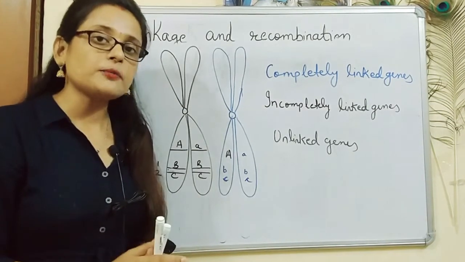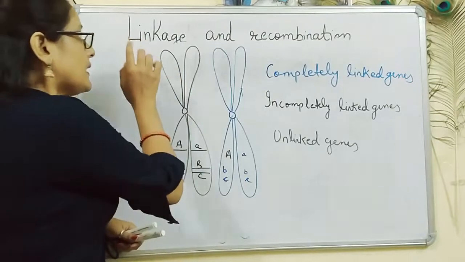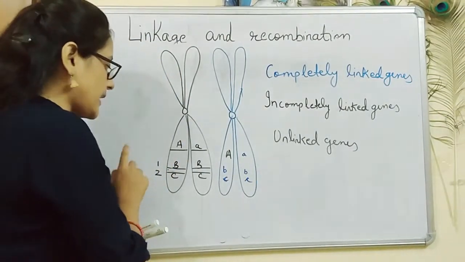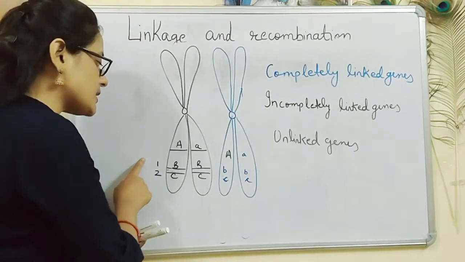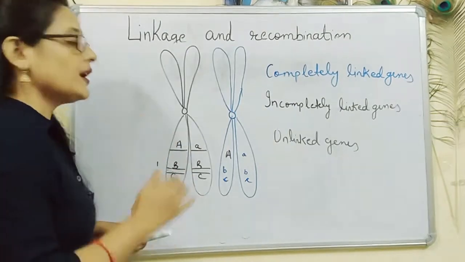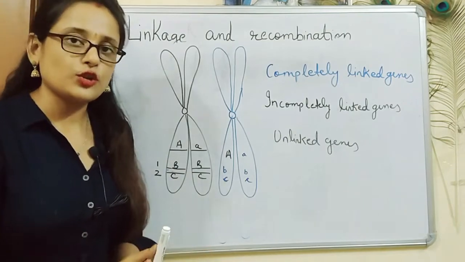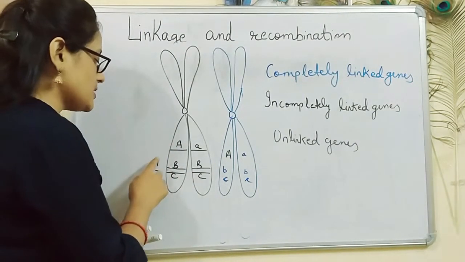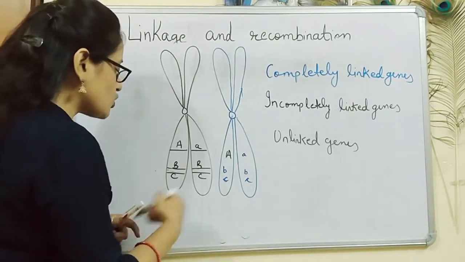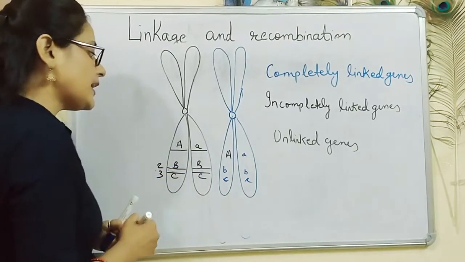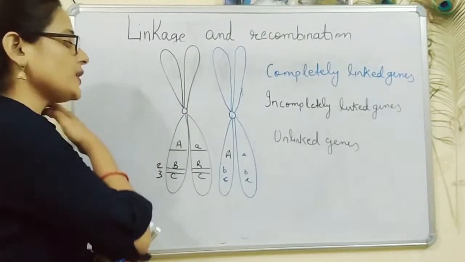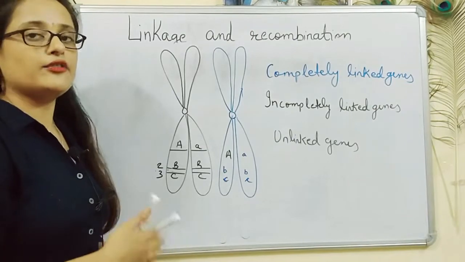This concept is very important for all of you. Linkage is of three types. In the first type, the distance between the two genes is very less. It is so less that they cannot be separated any time because of crossing over. Over here, the distance between gene 2 and gene 3 was so less that they cannot be separated. As a result of which, they always travel together and form gametes.